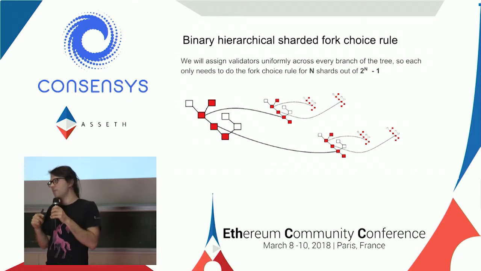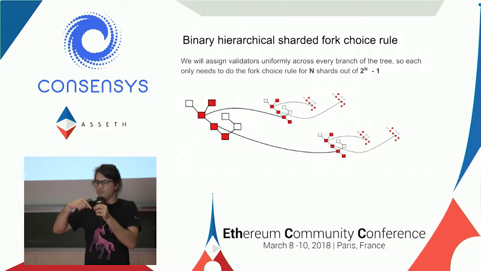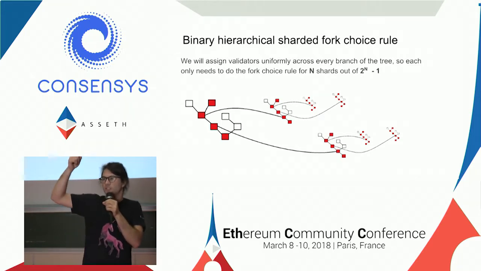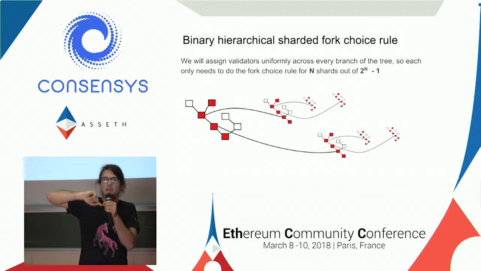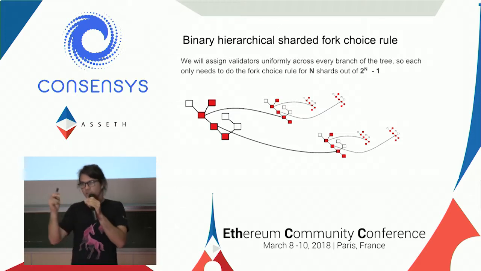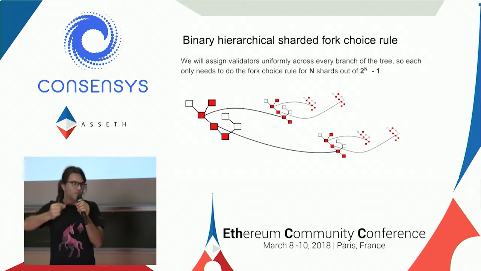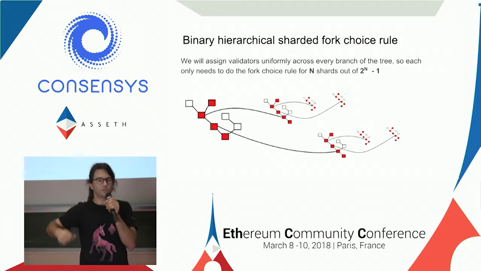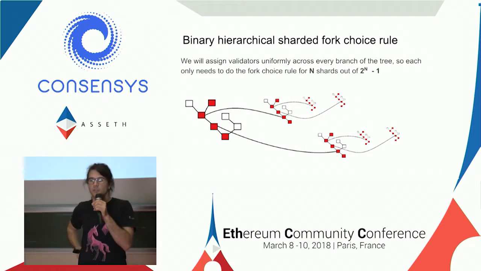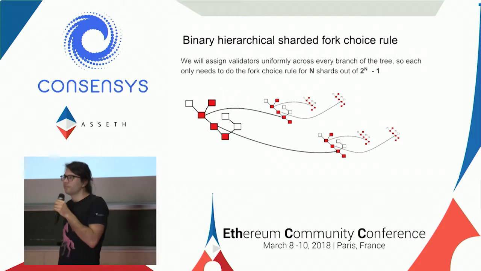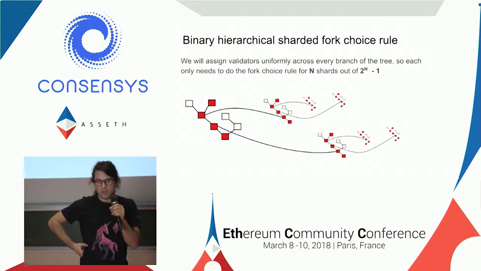And so you have to execute the fork choices of the parents, or all of the ancestors, to actually execute the fork choice rule of the descendants. But because it's a tree, you can pick any branch, and you can fully do the fork choice rule for any child by just doing the branch from the root to the child. And so we have 2 to the n minus 1 shards, with every validator only validating on n of them.